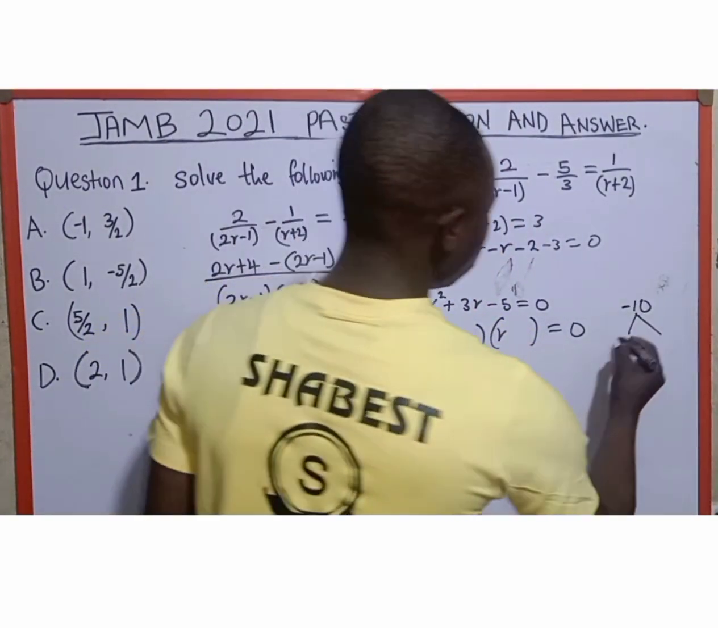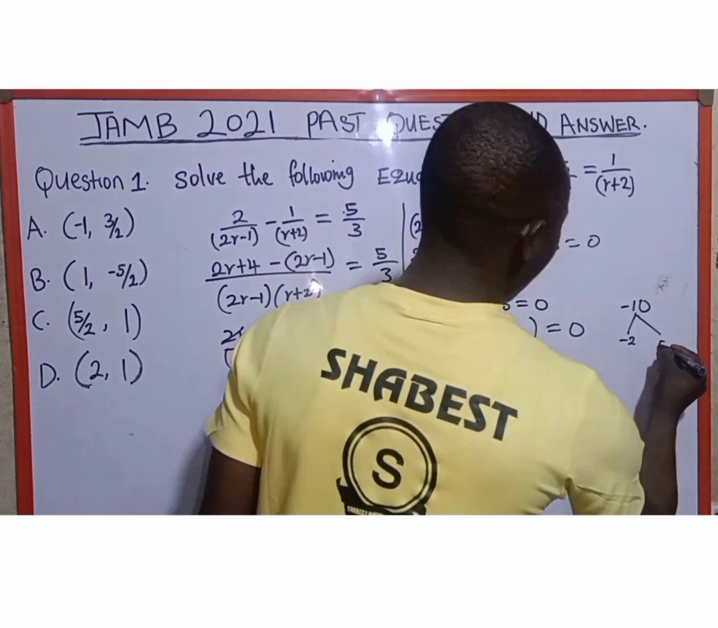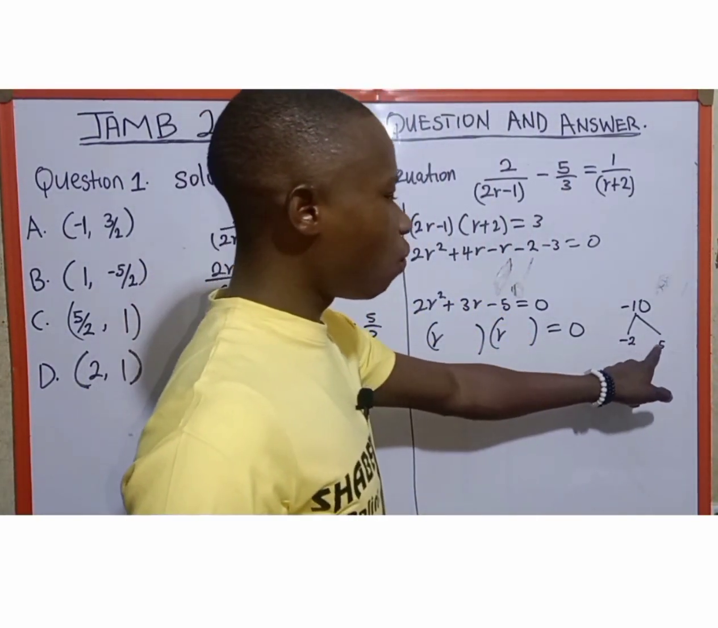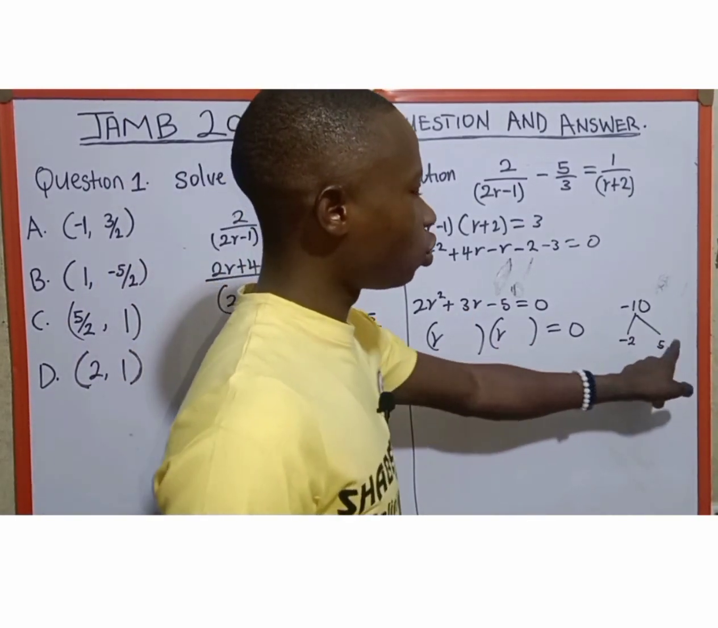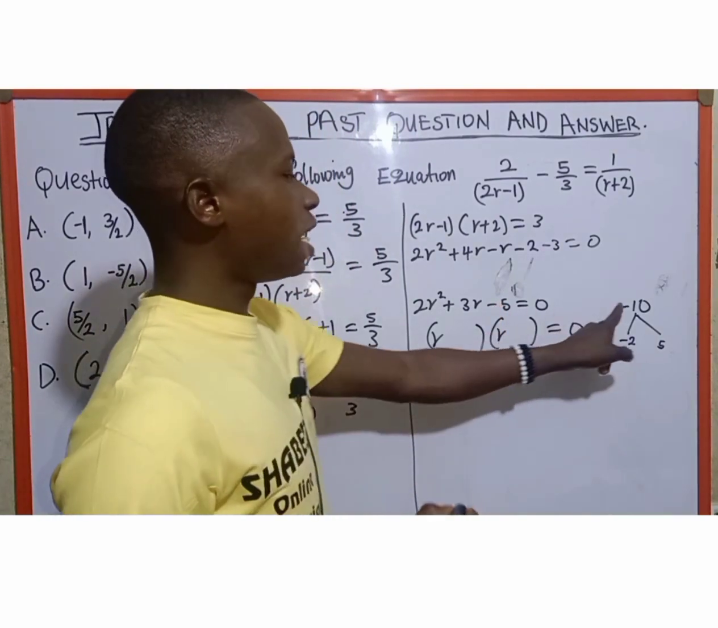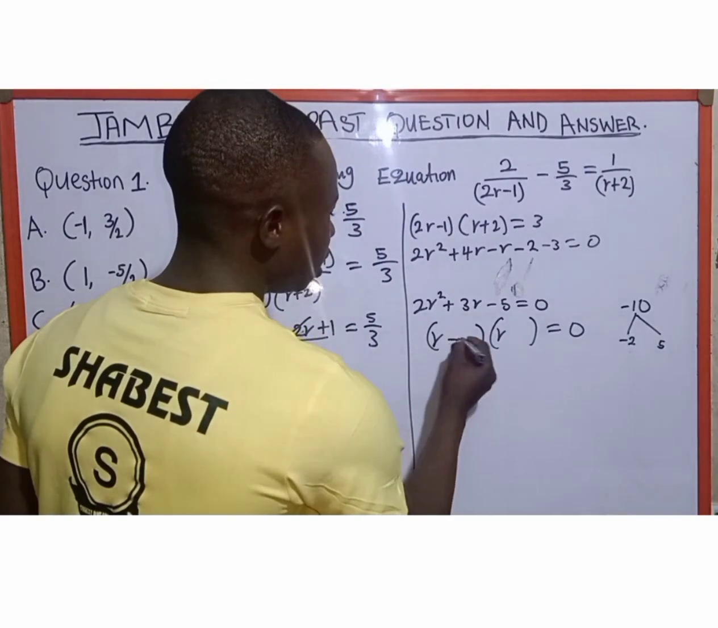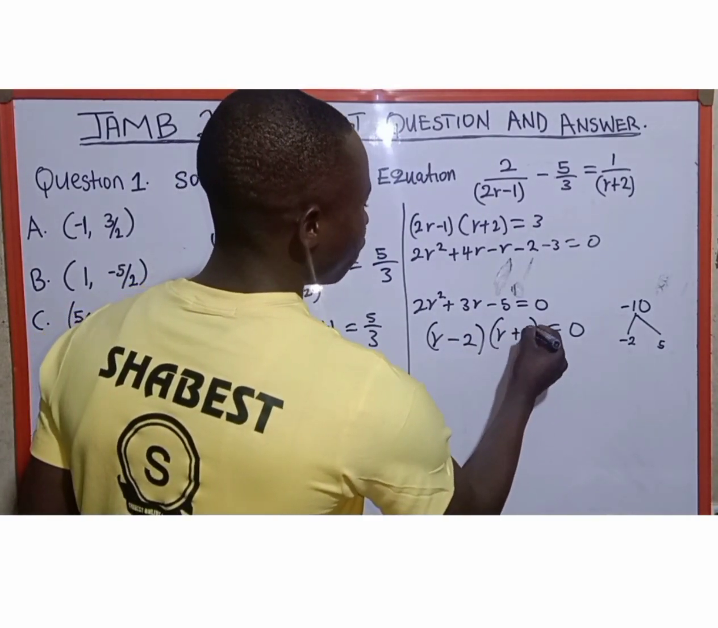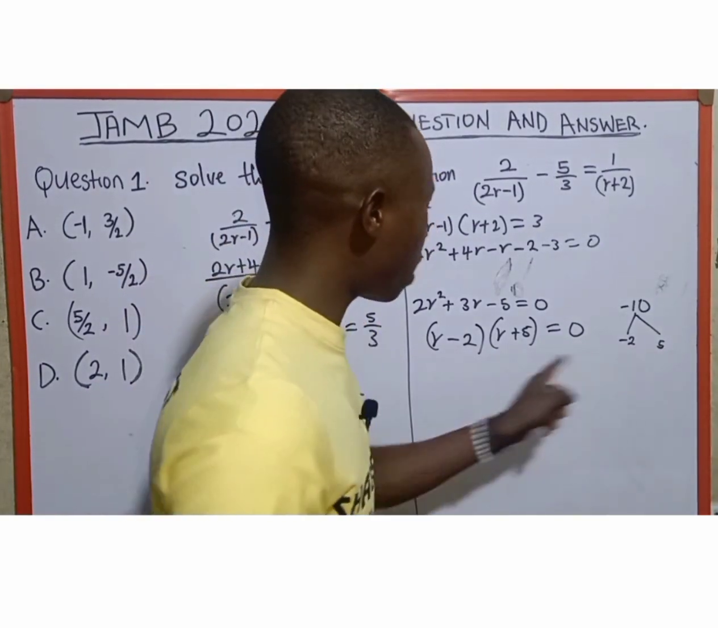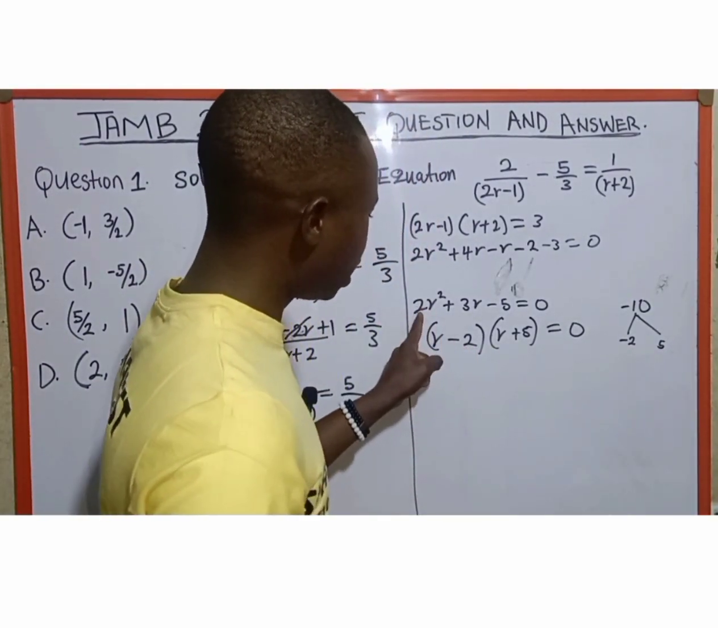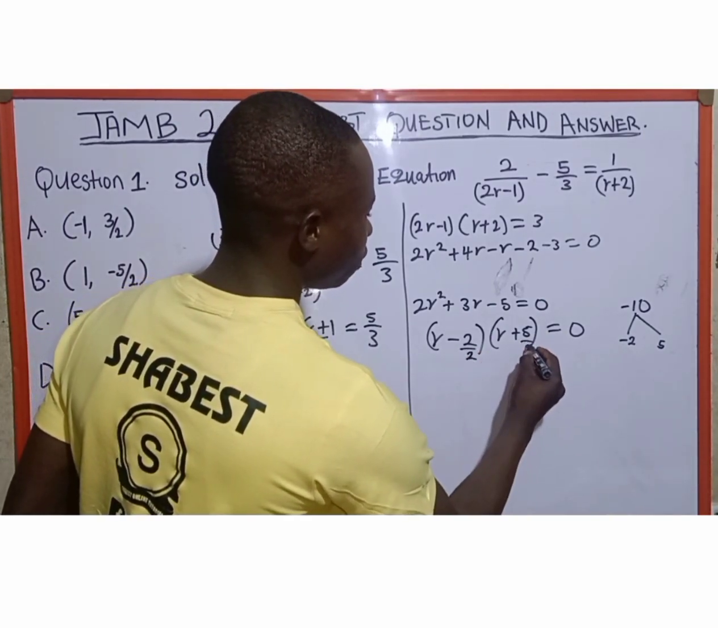The numbers are going to be -2 and +5. When you say -2 plus 5, it is going to give me +3, and when you say -2 multiplied by 5, it is going to give me -10. So the numbers are -2 and 5. The next thing we are going to do is to divide these two numbers by 2, which is the leading coefficient. So we are going to have -2 divided by 2, then 5 divided by 2.